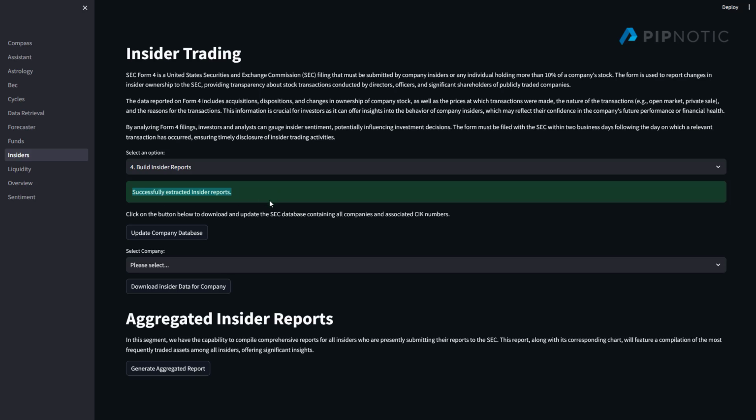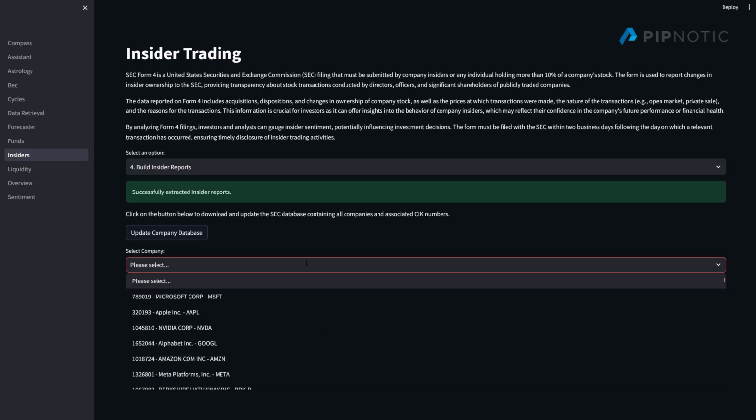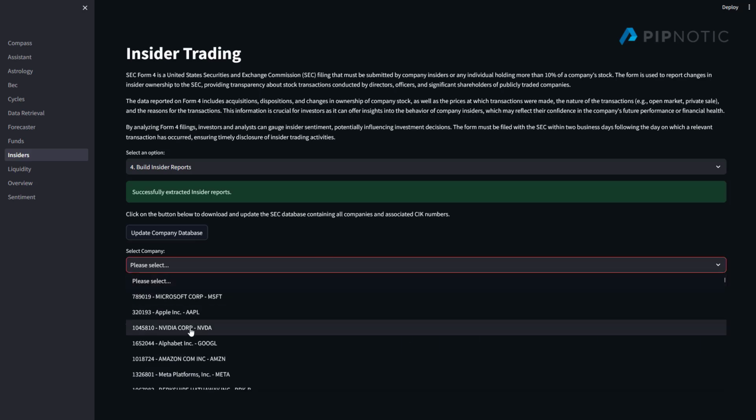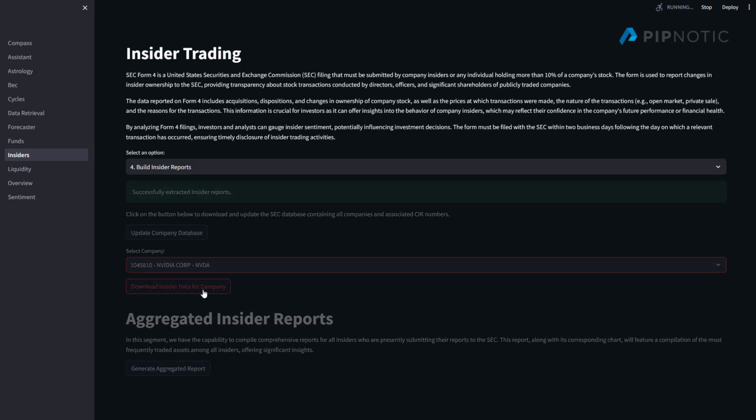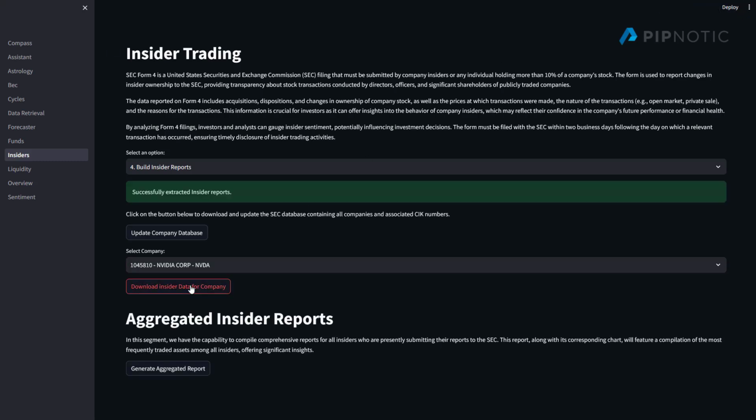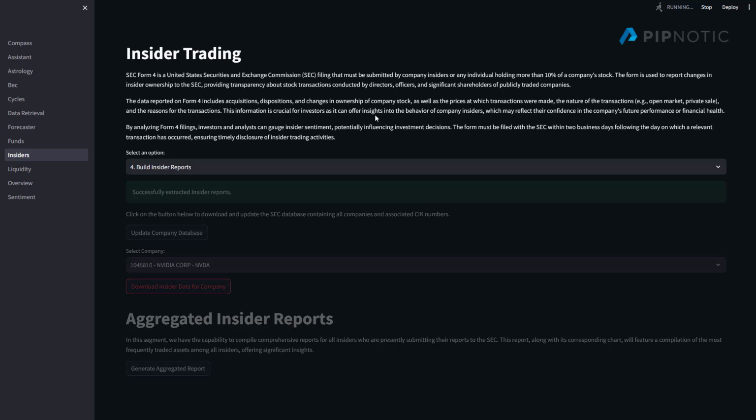Successfully extracted insider reports. Okay, so now we can have a look at any of the companies here that we might be interested in. I think NVIDIA might be a good one. So what I'm going to do, well, it's already doing it for me, it's just confirming that we have all the data that we need, which will take just a wee moment. And then we click on this button.